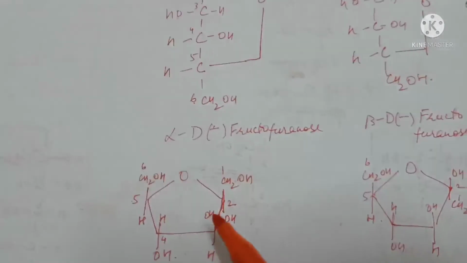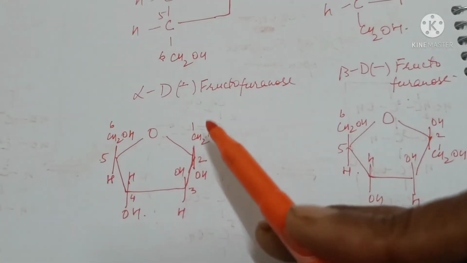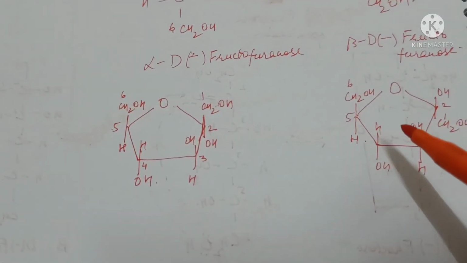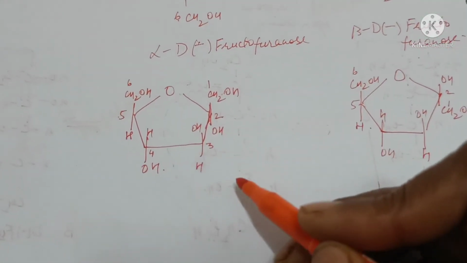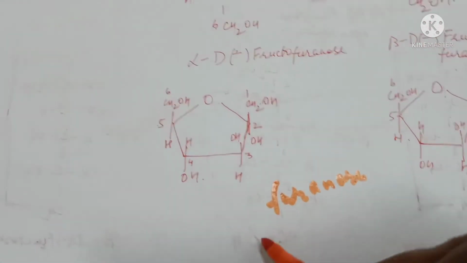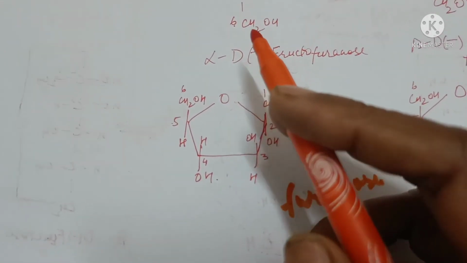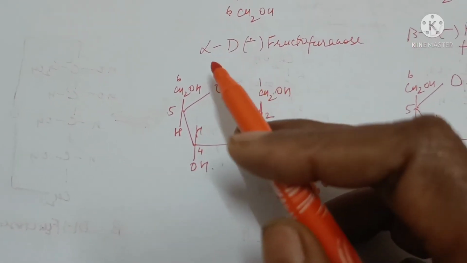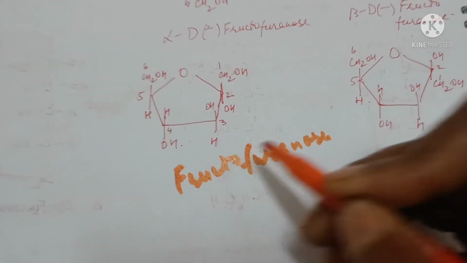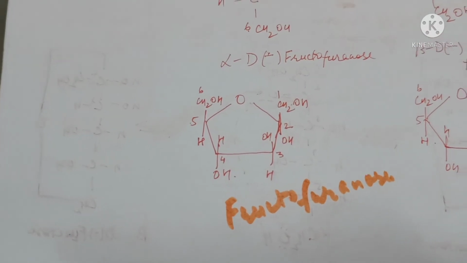So after oxygen, the first carbon has CH2OH to the left, so we have placed it on the top and OH on the right. So this form of structure is called Furanose structure. It consists of 6 carbon atoms, and the original functional group was ketonic. It came from fructose, so this compound will be called fructofuranose. So practice all these facts and structures at home.